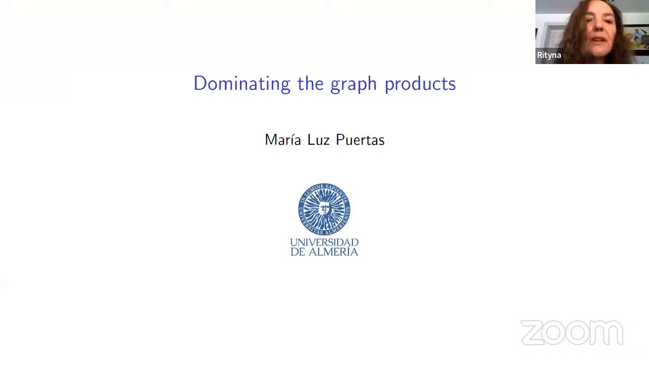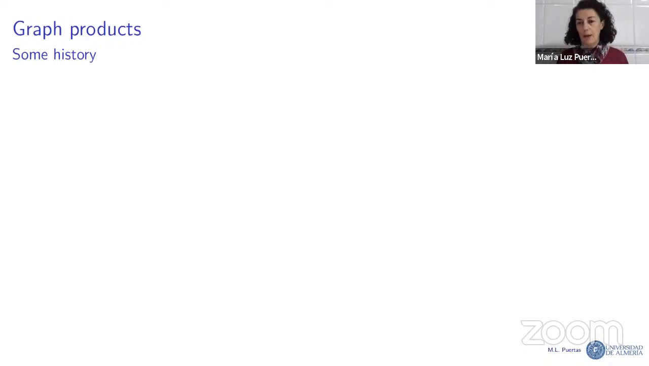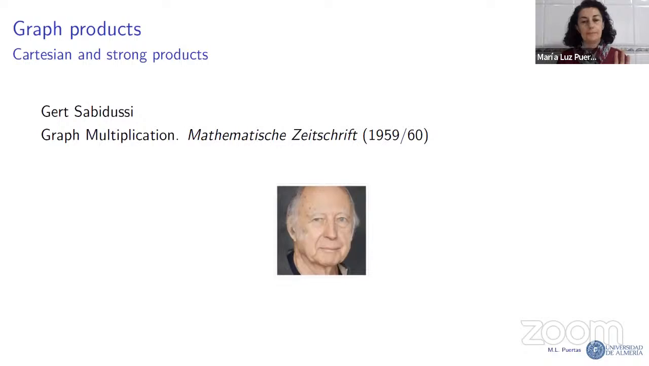Today I'm talking about graph products and domination. So I would like to start with graph products, with some history about this concept. The definition of these two famous graph products, the Cartesian product and the strong product, can be found in this paper by Gerard Sabidussi, Graph Multiplication, from 1959-1960.